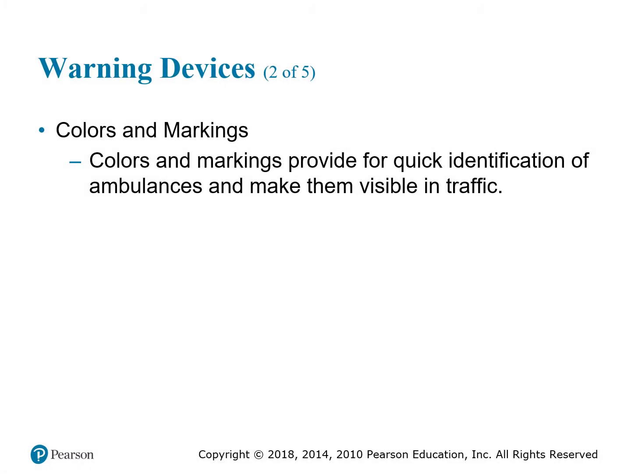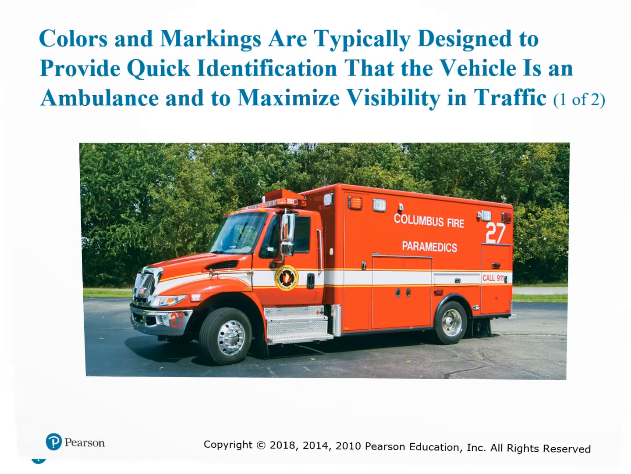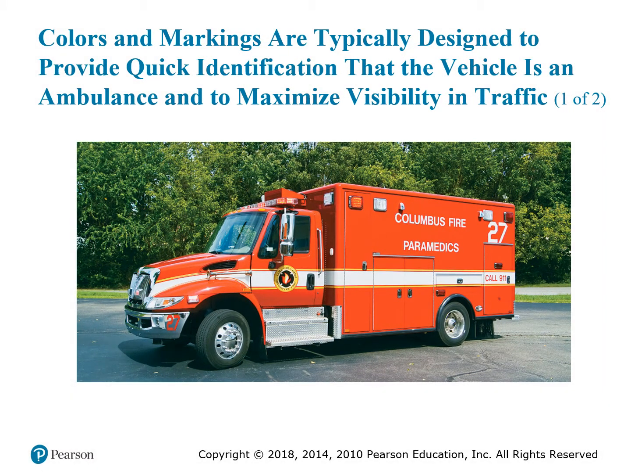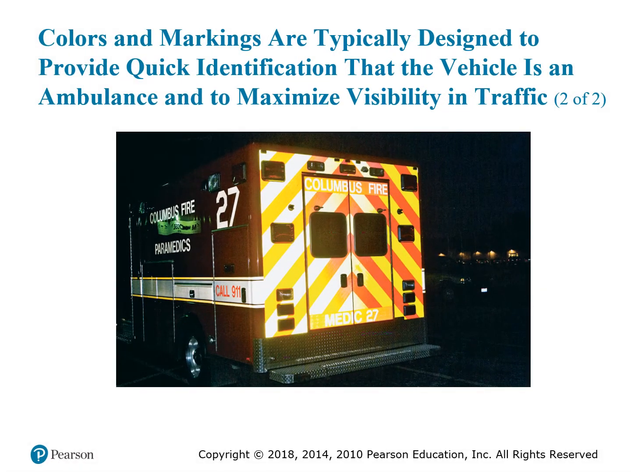Colors and markings. Colors and markings provide quick identification of ambulances and make them visible to traffic. They are typically designed to provide quick identification that the vehicle is an ambulance and to maximize visibility in traffic. There's also a design that was brought into the ambulance years ago of a chevron, which is reflective, so they can see you even if you don't have emergency lights on.